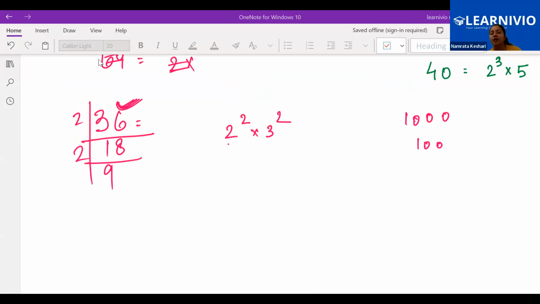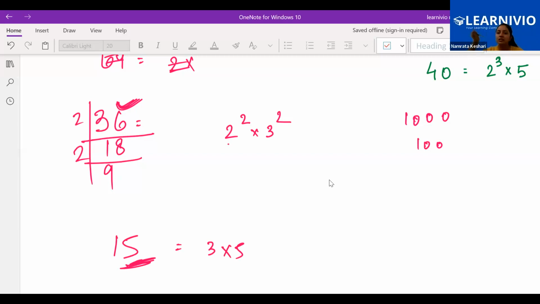Are you getting it? I am saying that when we will get 0 as a last digit, the factorization must have 2 and 5. If only 2 is there, you will not get 0. If only 5 is there, you will not get 0. If you want to check with 5, suppose we are having 15. We can write it as 3 into 5. You can see, obviously, it is not having 0.